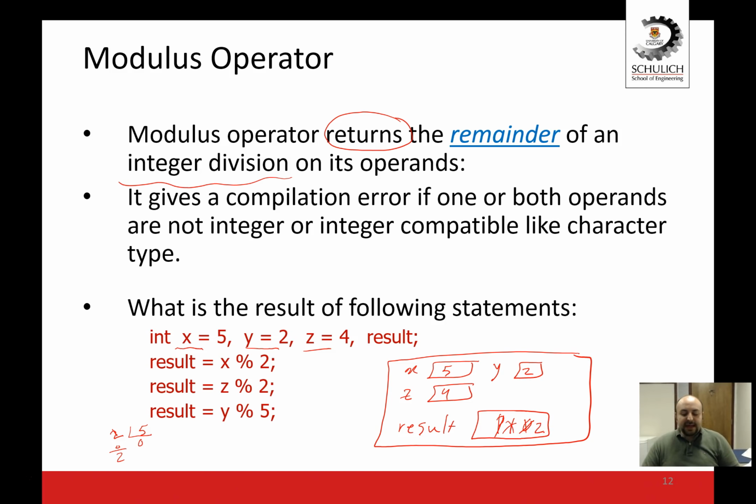So if you ever wanted to see if, for example, a number is divisible by 2, you could do that: number modulus 2, and you'll have your answer.